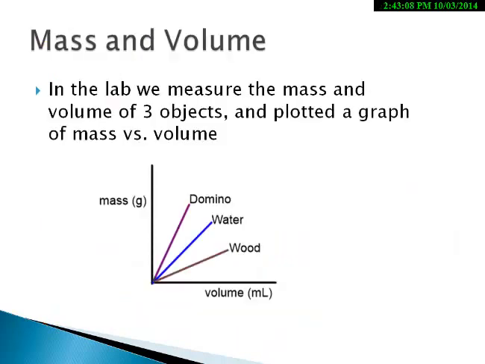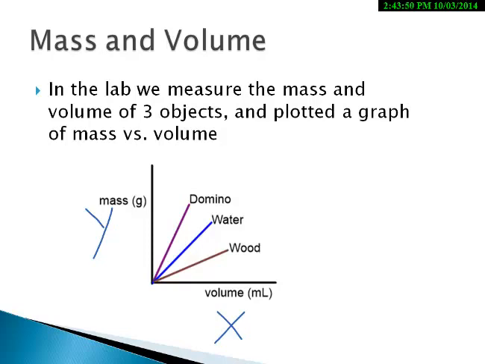All right, so then the next thing we did was we looked at the relationship between mass and volume. And this was our lab that we did where we measured mass and volume of 3 different objects. We plotted a graph of mass versus volume. Mass on the y-axis, volume is, of course, on the x. And what we found was the domino was the steepest, the water was in the middle, and the wood was the least steep. And we were looking at those couple of relationships.